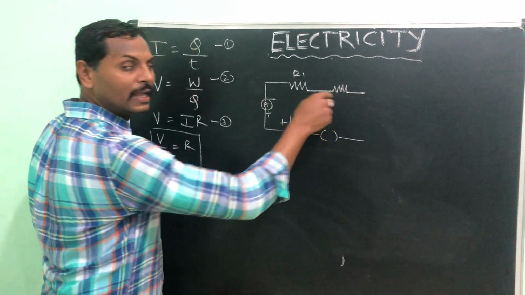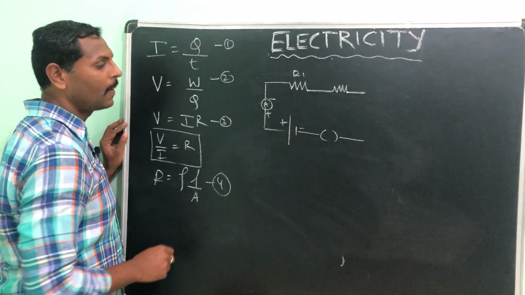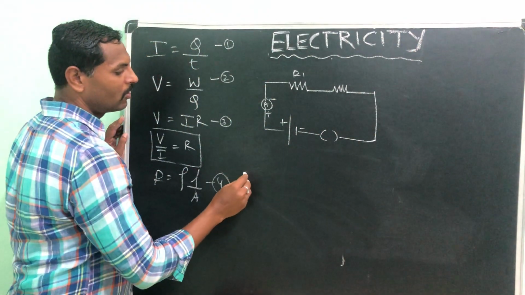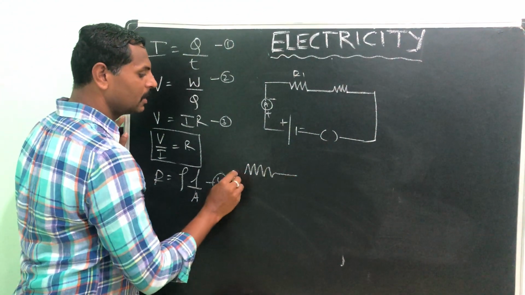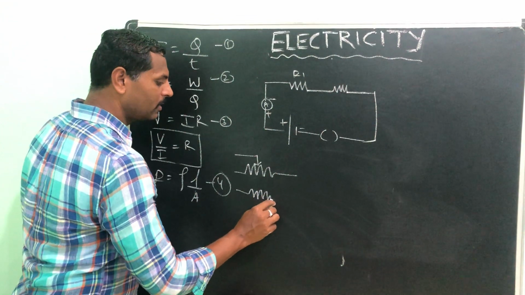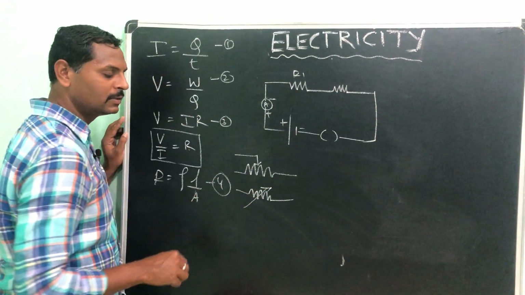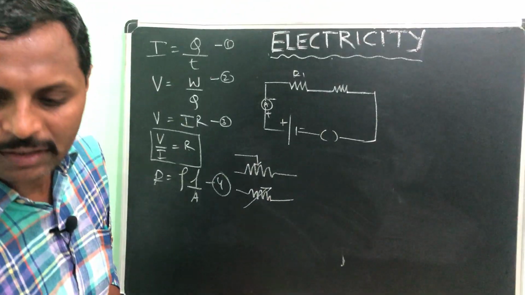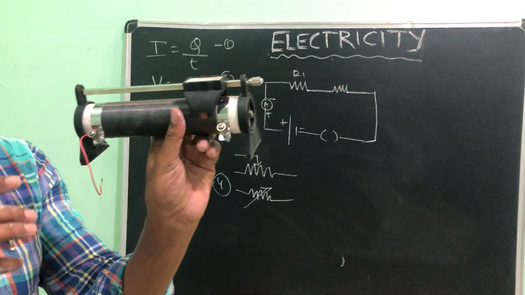Resistances will be shown like this with this sign. And even if you want to show the variable resistances, the sign for the variable resistances is like this. So this we call a rheostat. I am having it with me. So this is the rheostat.